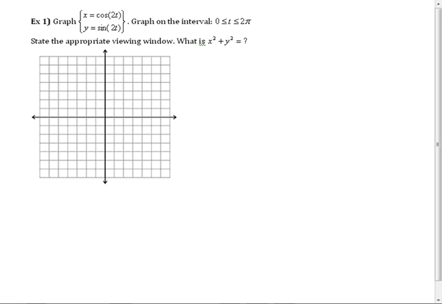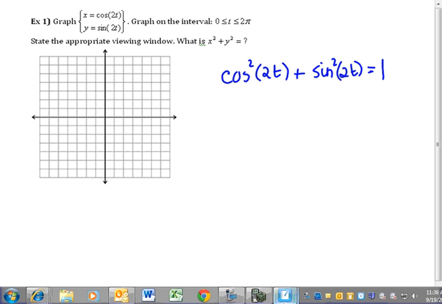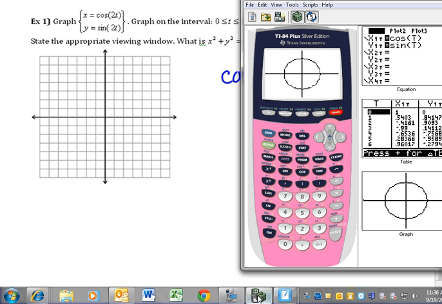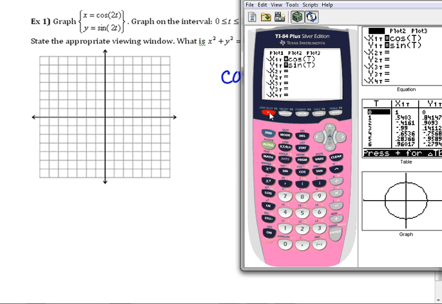Okay, what about that one? What's x squared plus y squared? Well, x is cosine of 2t, so it's cosine squared of 2t plus sine squared of 2t. What's that equal to? It's 1. What's the 2 going to do to my graph? I don't know. Well, let's use our calculator and find out. Okay, we want cosine of 2t. So I'm just going to go in here and insert 2t.